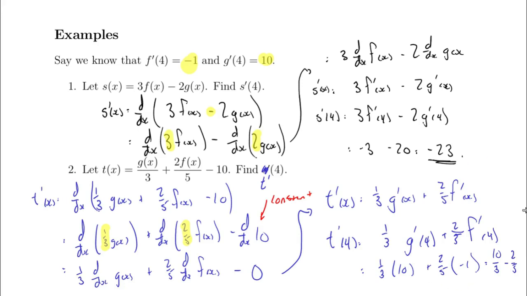And what is that? That's 50 over 15 minus 6 over 15. So we're looking at 44 over 15 as our derivative there. Check my arithmetic on that because it's not always great, but that's what we've got.